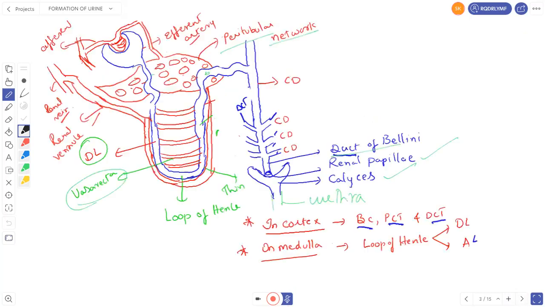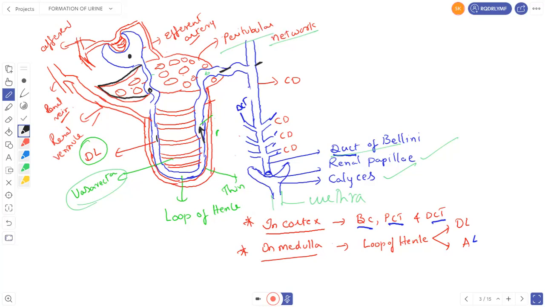So let us see the diagrammatic representation. So this one is the Bowman's capsule. This is the PCT. This is the descending limb. This one is the ascending limb. And this one is DCT. And this one is the collecting duct. So here if you see with the red color, it is the network of blood capillaries, which I'm covering with the black lines now.